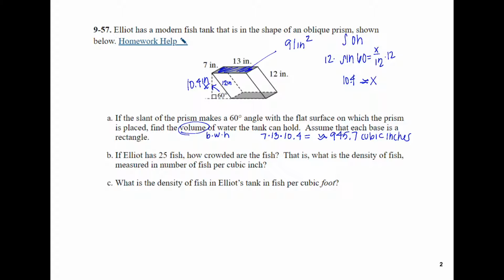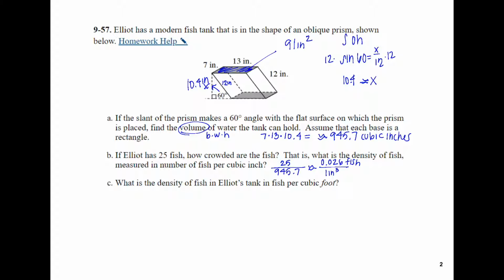So if we have 25 fish and our tank is 945.7 cubic units, that tells us that for every 1 cubic inch, if we divide that, they have approximately 0.026 of a fish per cubic inch. C says, what is the density of fish in Elliot's tank in fish per cubic foot?